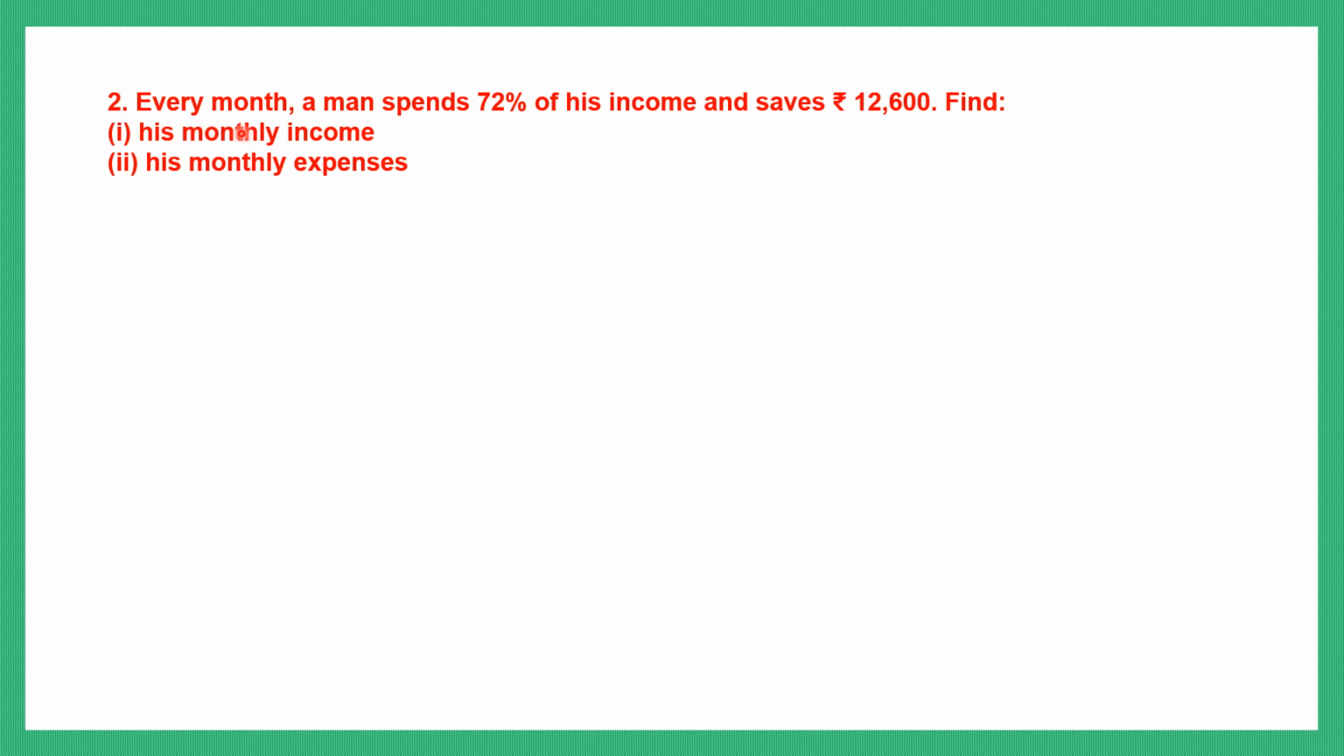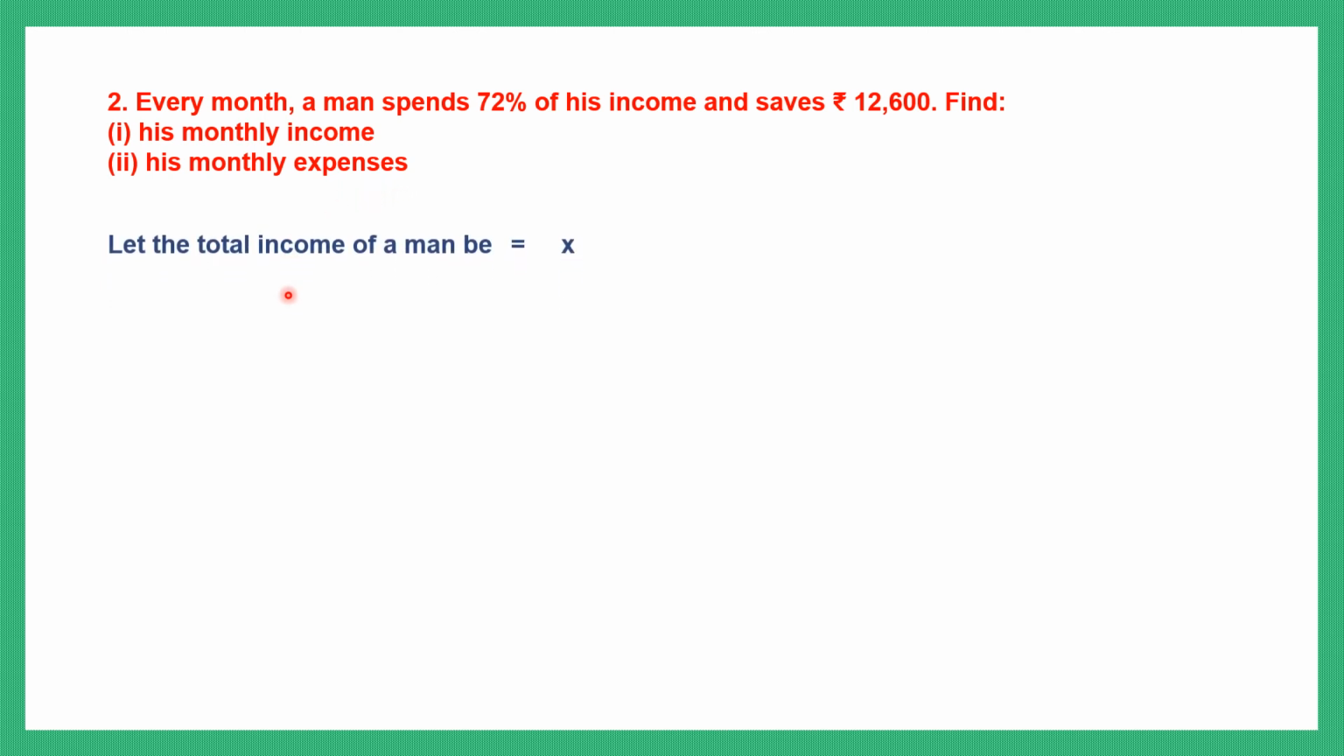Question 2. Every month a man spends 72% of his income. Income means his salary. And he saves 12,600 rupees. Now we have to find the answers to two questions. First one, we have to find his monthly income. How much does he get every month? Secondly, his monthly expenses. How much does he spend every month?